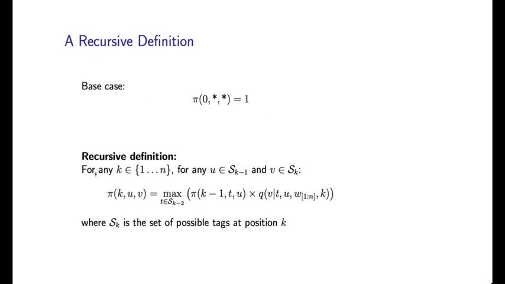Here's the recursive definition. So firstly, we say that pi of 0, star, star equals 1. That's the base case of the recursion. This is identical to the HMM algorithm. So no changes there. And then our recursive definition looks like the following. So again, we'll define S sub k to be the set of possible tags at position k in the sentence. That's exactly the same as the definition for the algorithm for hidden Markov models.